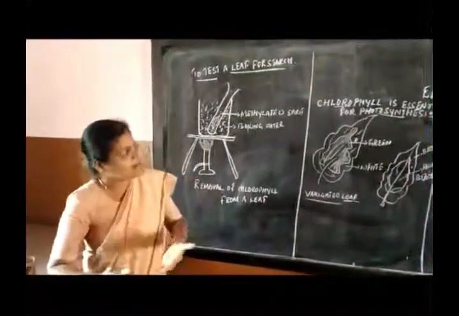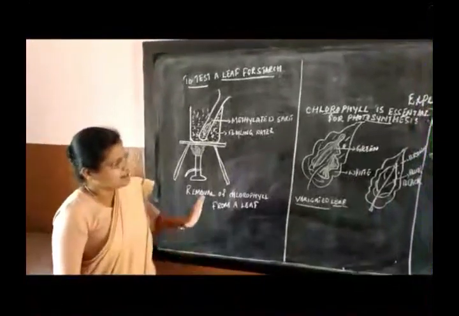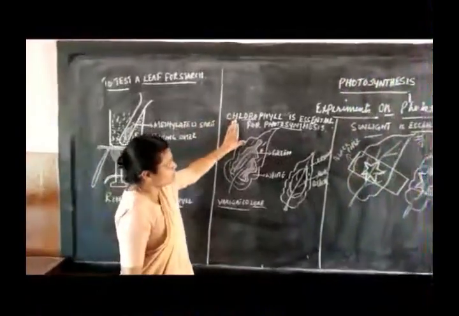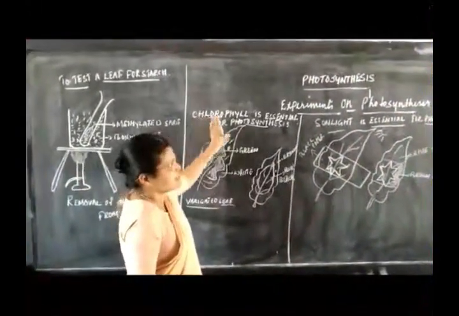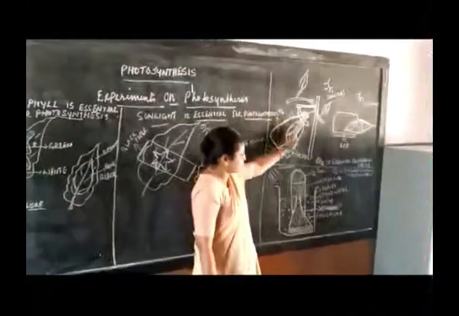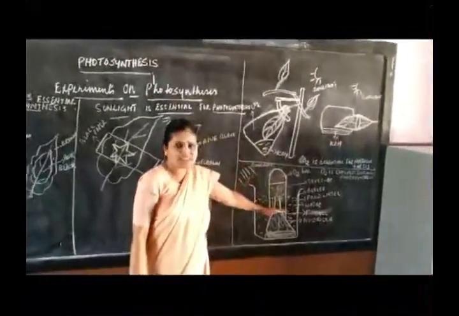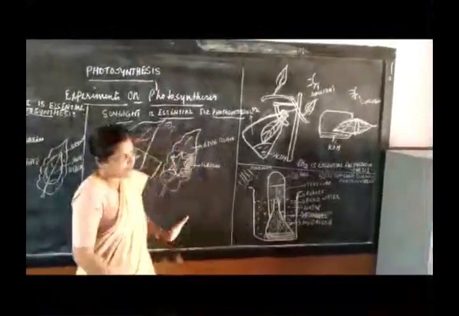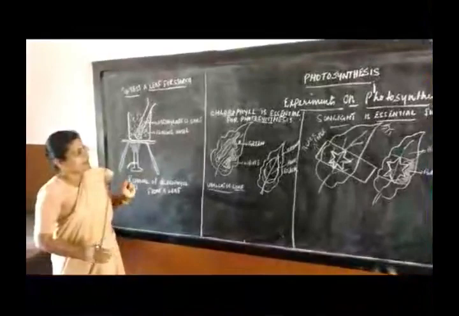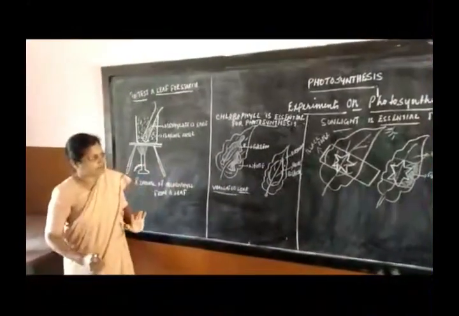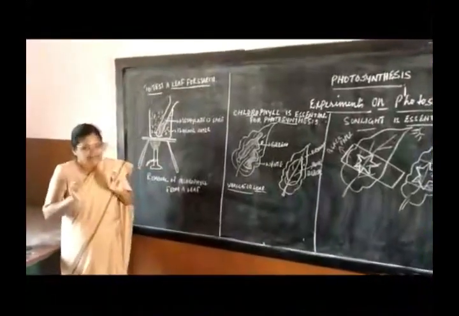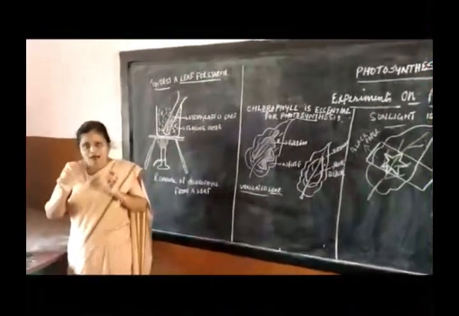You have a number of experiments, as I said in the last class. You have 4 main experiments. Number 1, chlorophyll is essential for photosynthesis. Sunlight is essential for photosynthesis. Carbon dioxide is essential for photosynthesis. And oxygen is involved in photosynthesis. Now these are the 4 main experiments. Besides that, after each experiment, you have a test called the starch test. Now we will first learn what the starch test is.